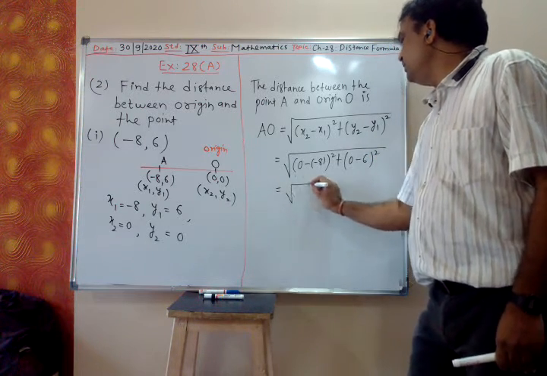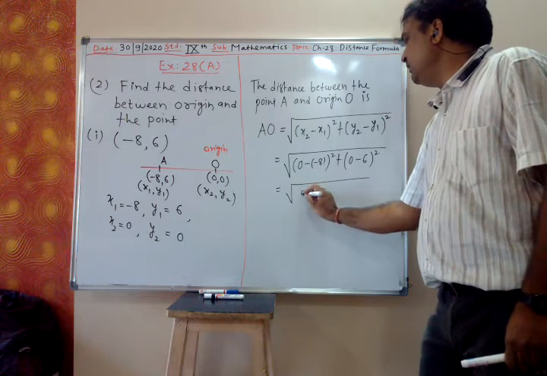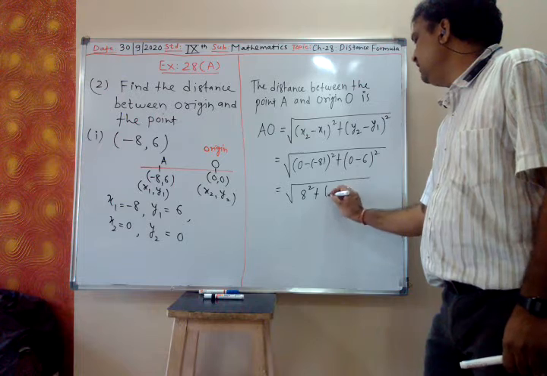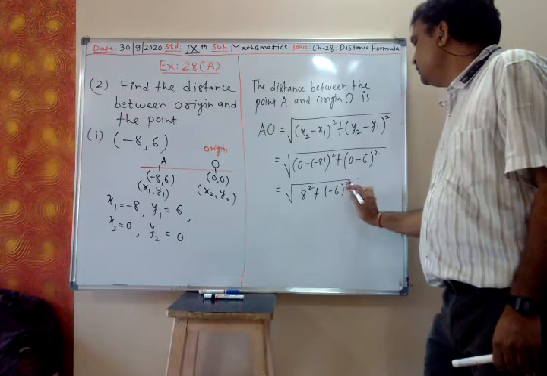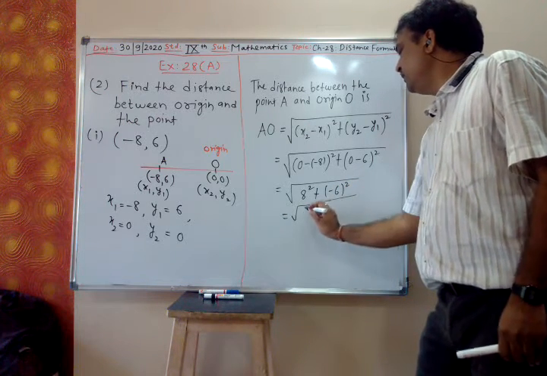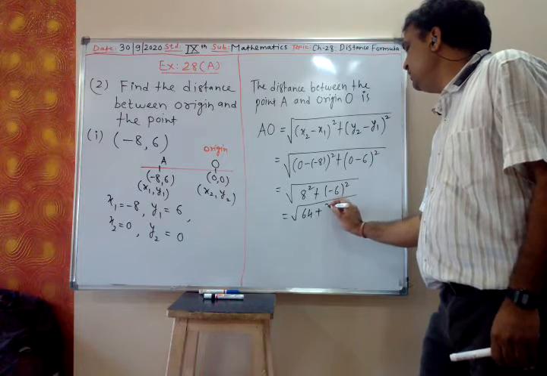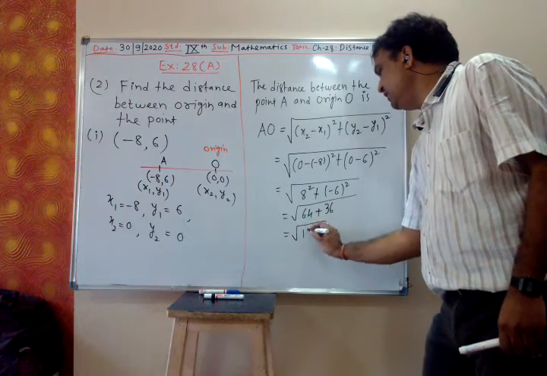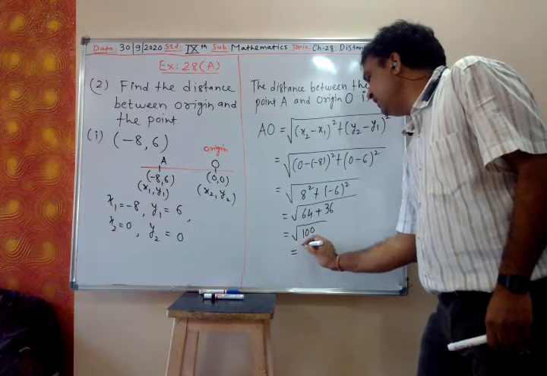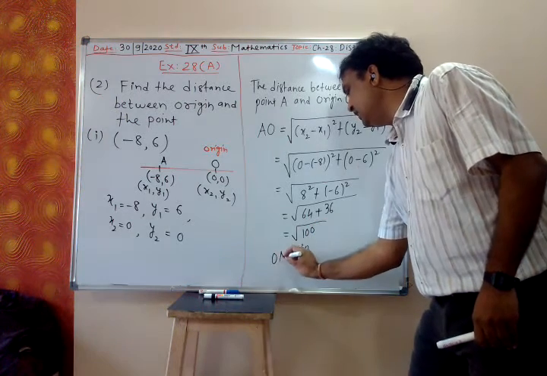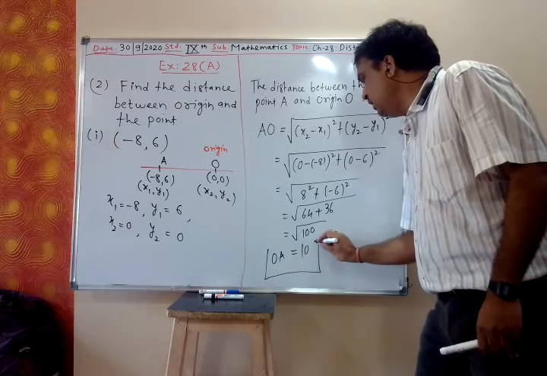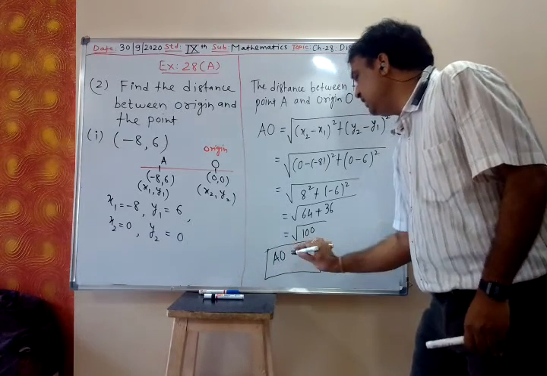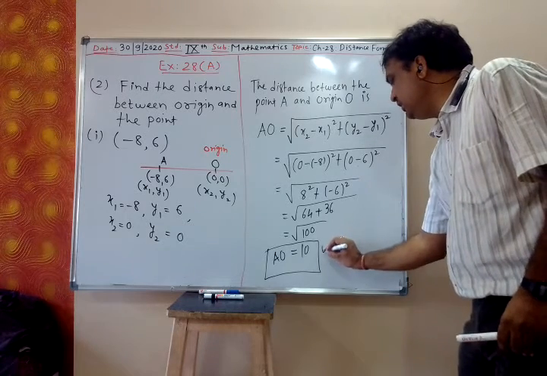So that is square root of 0 minus -8 is 8, 8 square plus 0 minus 6 square. So 8 square is 64 and minus 6 square is 36. So it is 100. Square root of 100 we write 10. So OA is 10. The distance between the given point A and origin is 10. You can write 10 unit.